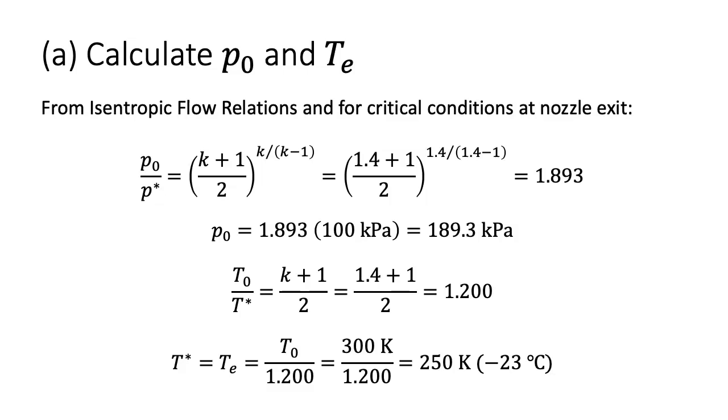Next, we calculate the exit temperature based on the known stagnation temperature in the tank at about room temperature, again using the isentropic flow relations for critical conditions. The temperature drops significantly to 250 Kelvin or minus 23 degrees Celsius.